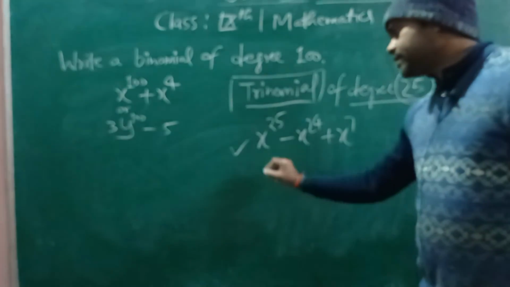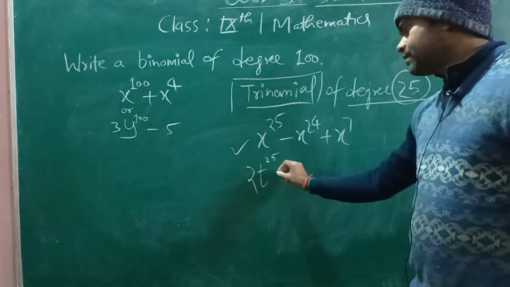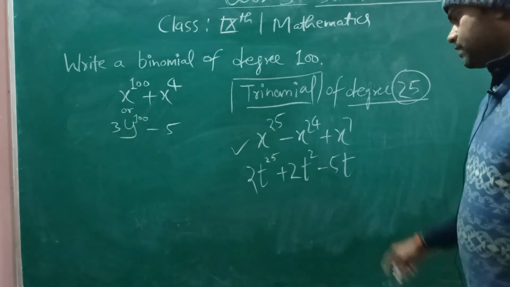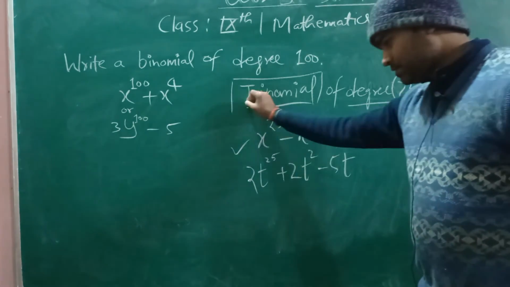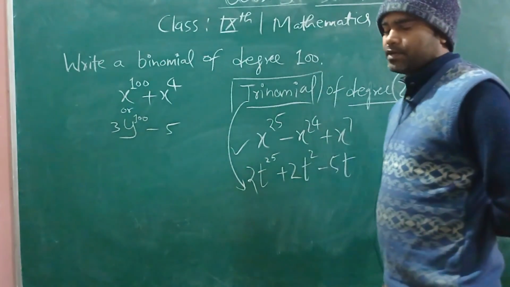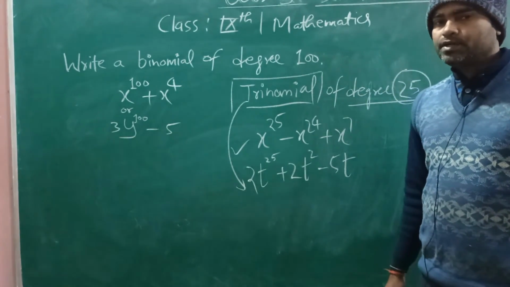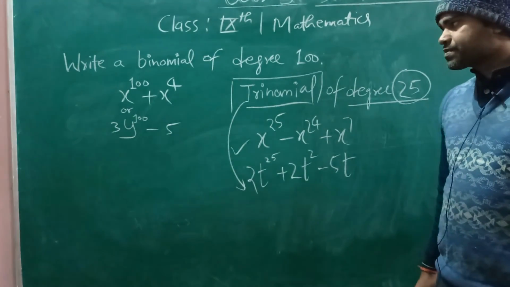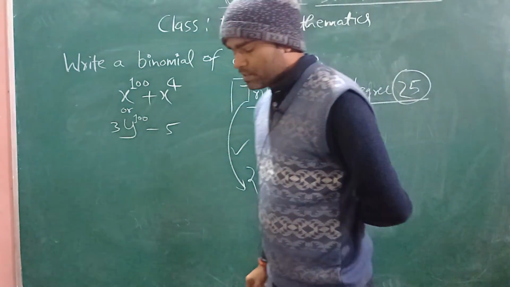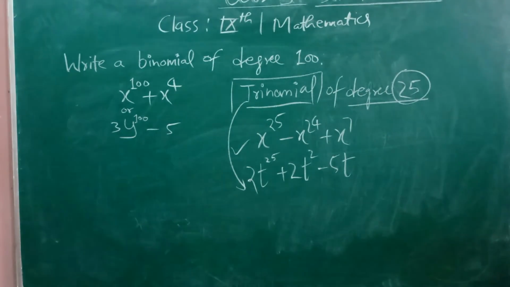You may also write 2t to the power 25 plus 2t square minus 5t. It is also an example of a trinomial having degree 25. Now, is it clear to you or not? Trinomial means 3 terms. Binomial means 2 terms. Monomial means only 1 term.